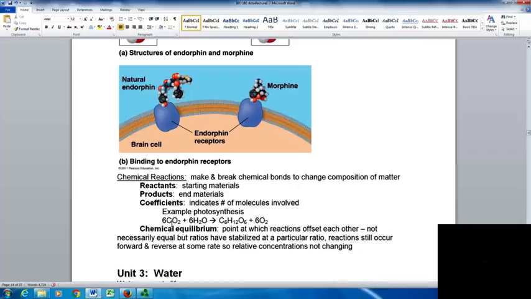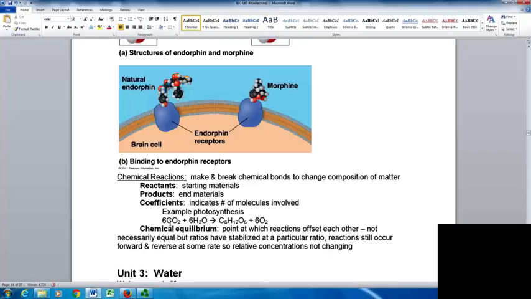In this example of photosynthesis, you've got 6 carbon dioxides that are going to react with 6 waters to make 1 glucose and 6 oxygens. This big number here in front is the coefficient. It indicates the number of molecules involved. So for every 6 carbon dioxides, you're going to need 6 waters to make 1 glucose, and it will give you 6 oxygens. I'm sorry, that was 6 waters.